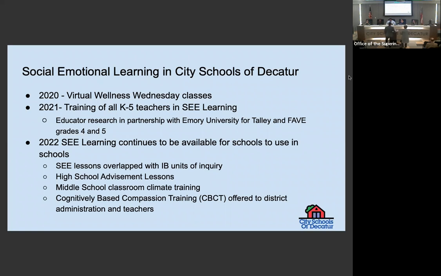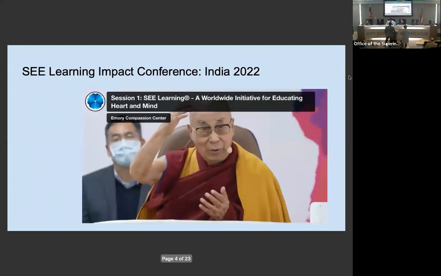We are looking at the lessons at the middle school and the high school during advisement. We're looking at climate training in the classrooms for the middle school. And we are also looking at overlapping IB units of inquiry. And finally, we're working on teacher wellness and preventing teacher burnout through our cognitive-based compassion training. So this is sort of an overview of the conference.